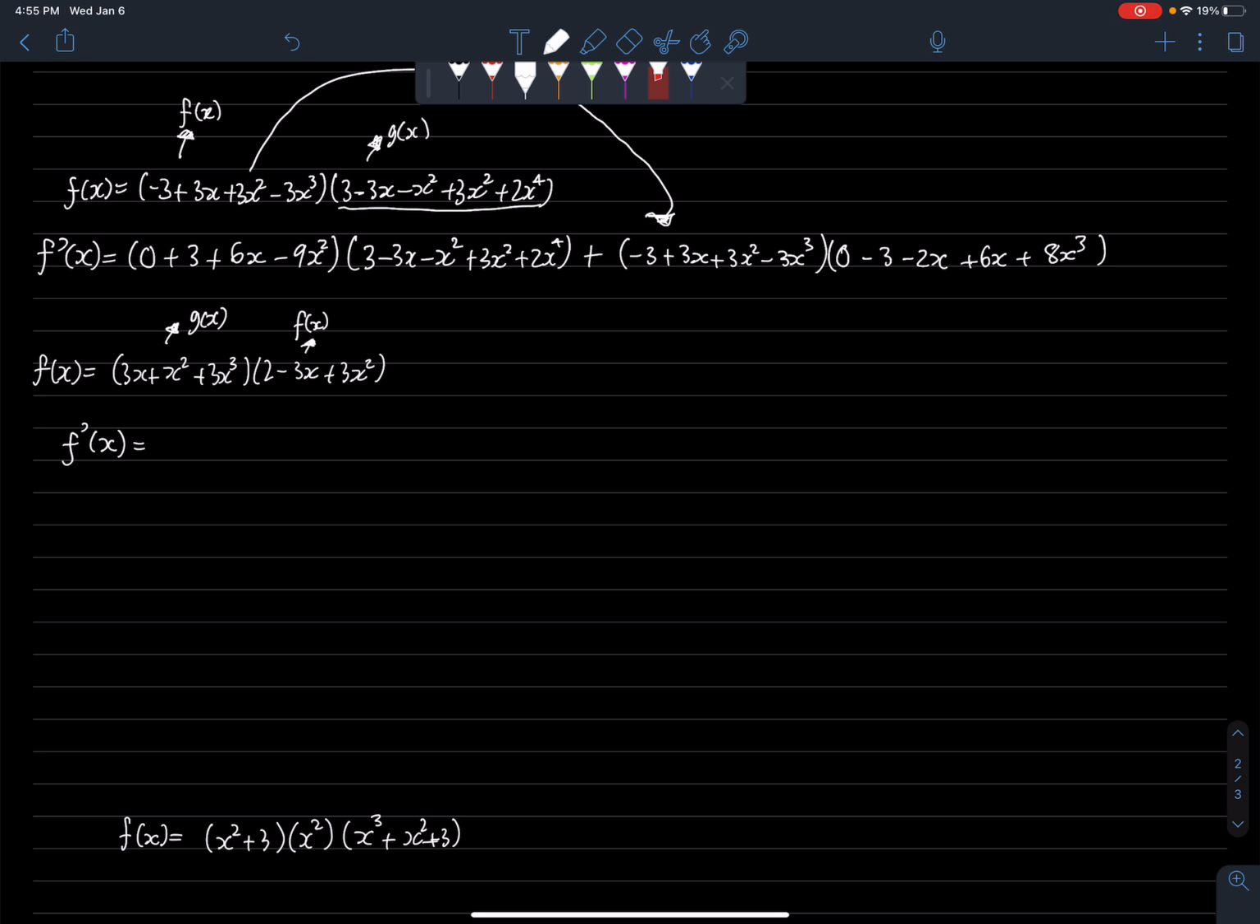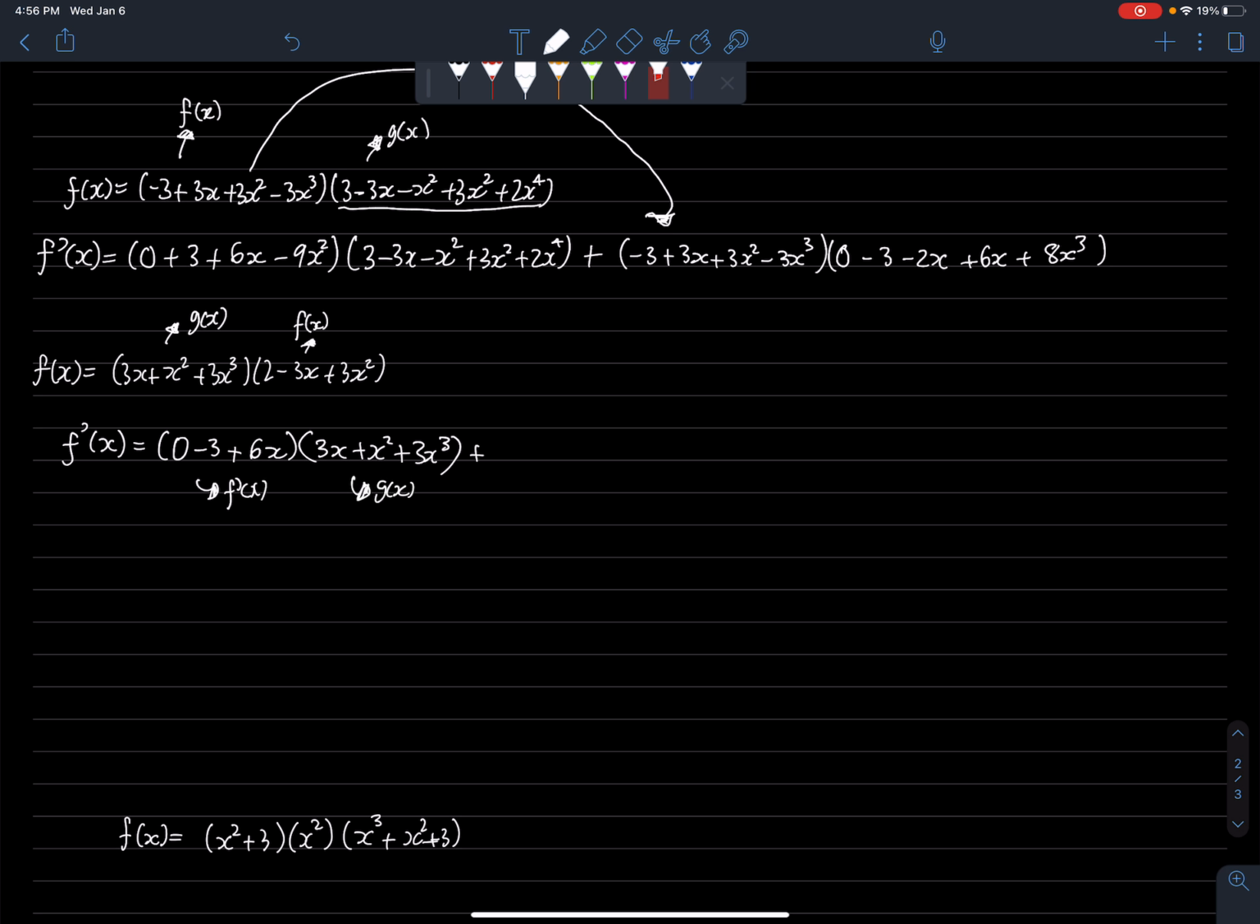So let's do f of x first here. So it's going to be 0 minus 3, because the derivative of 2 is 0, derivative of negative 3x is negative 3, derivative of 3x squared is going to be plus 6x. Then you're multiplying it by the base, 3x plus x squared plus 3x cubed. I call it the base because it's not taking the derivative of, so it's just a base function. That's what I mean by base. So let's just be clear. This is our f prime of x. This is our g of x, right?